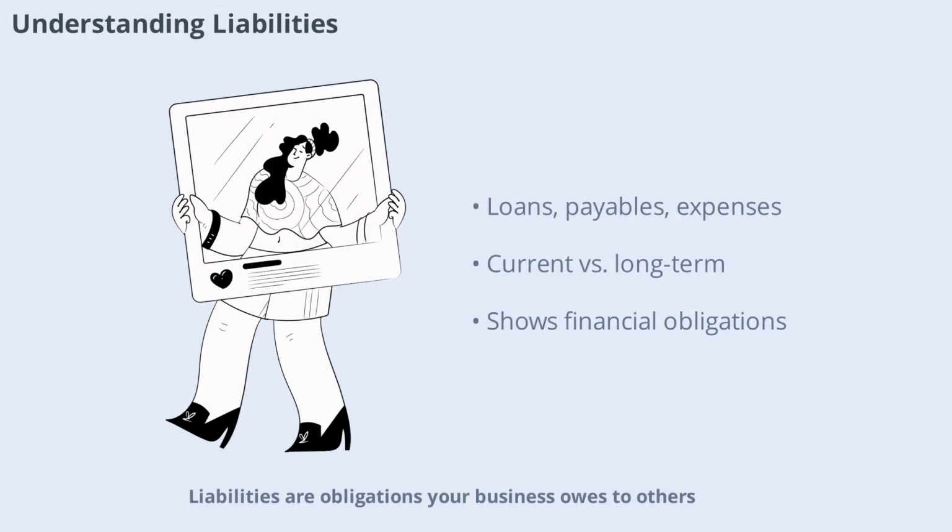Liabilities are obligations your business owes to others. These can range from loans and mortgages to accounts payable and accrued expenses. Just like assets, liabilities are divided into current and long-term categories. Current liabilities are due within a year, while long-term liabilities extend beyond that. Clearly separating these on your balance sheet helps you and stakeholders assess your company's financial obligations and risk.